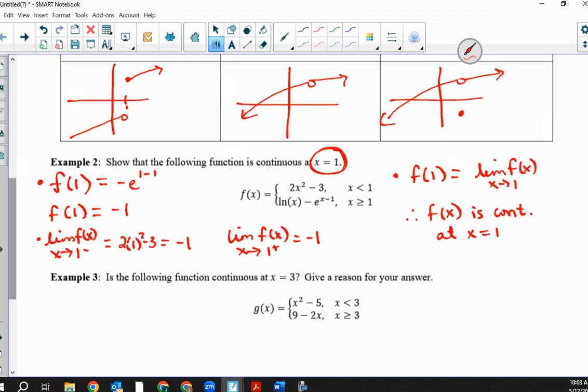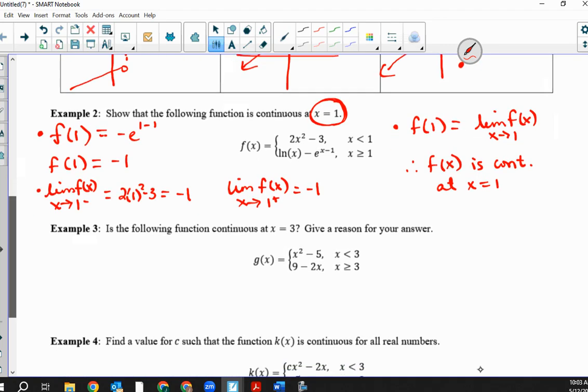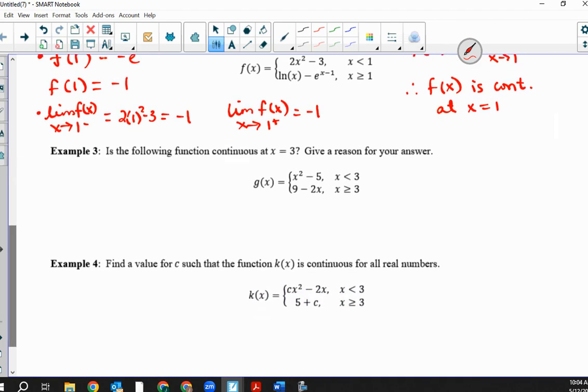All right, guys. Try example 3. Feels like number 2, but try example 3 for me. The first thing would be g of 3. What is the function value? Start there. Then it's the left and right.